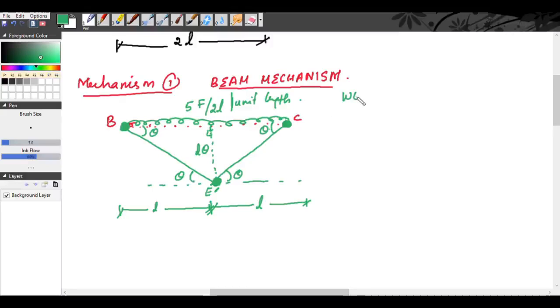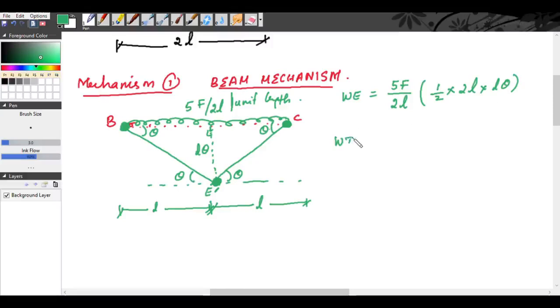Now our external work done is equal to load into distance under the load. Here it is UDL, so load into area under the load. So the magnitude is 5F by 2L per unit length, multiplied by the area under the load. It's a triangle, right? Half into base is 2L into height is L theta.